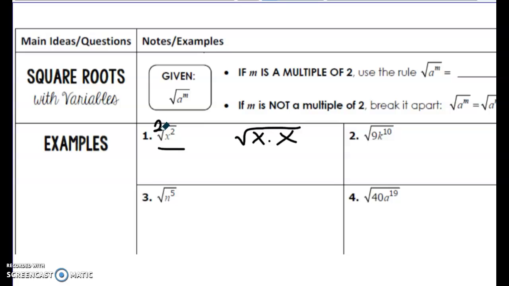So what is the square root of x squared? Well, there's one set of x that pulls out, so my solution is x to the first power. And then look, everything has come out of that radical symbol, so my solution is just x. Let's go to this one.